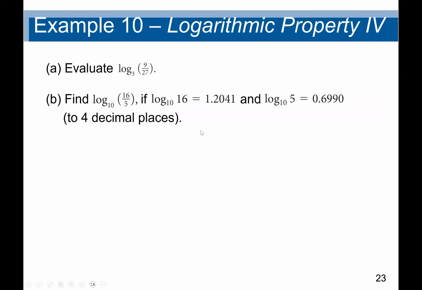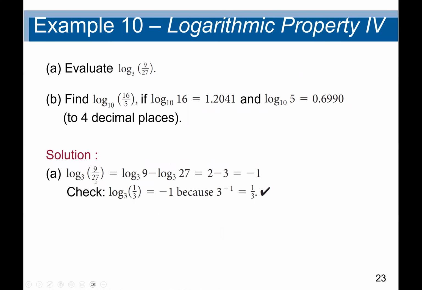So let's look at the first question. Log base 3 of 9 divided by 27. This is the same as writing log base 3 of 9 minus log base 3 of 27. So here we solve the problem. 3 squared will be 9, so the answer will be 2. And 3 cubed is 27, so it's 3.